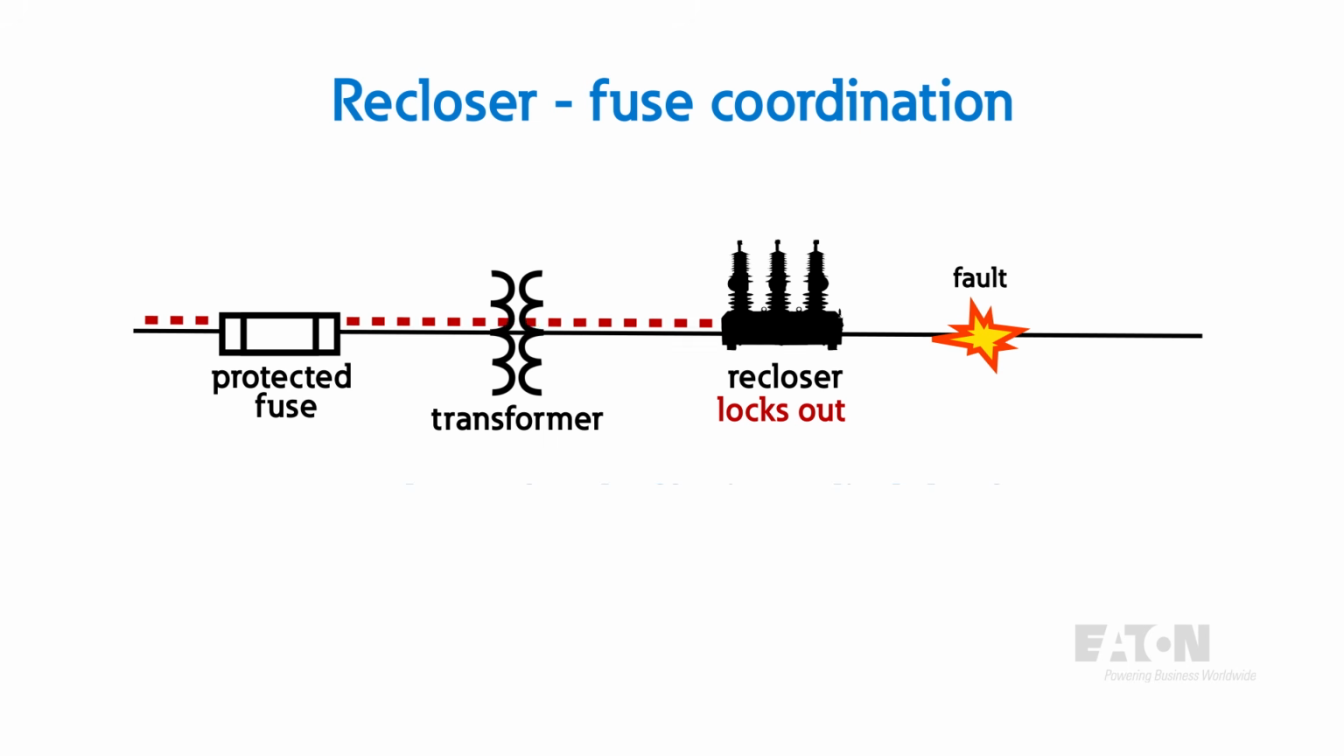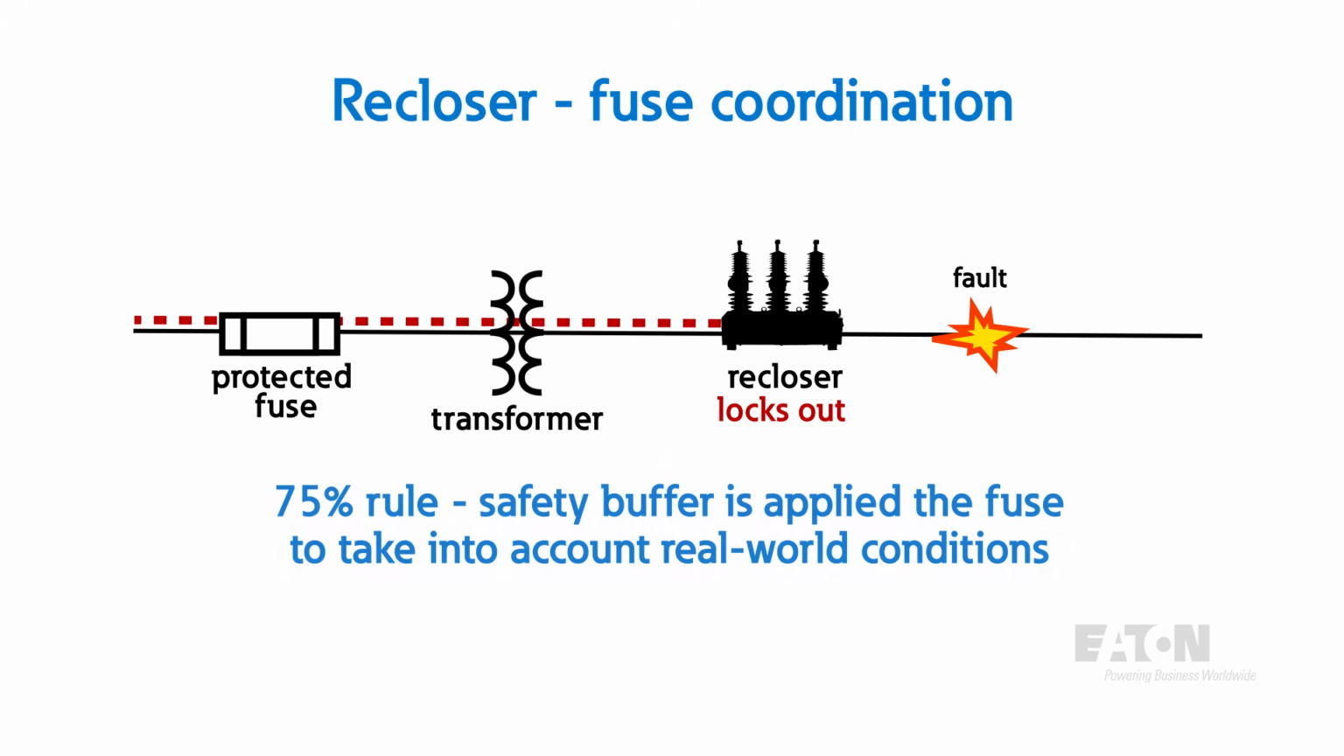To make this work, we use tools like the 75% rule, which shifts the fuse's minimum melt curve to account for real-world conditions like ambient temperature, preload, and pre-damage. It's a way of building in a safety buffer.